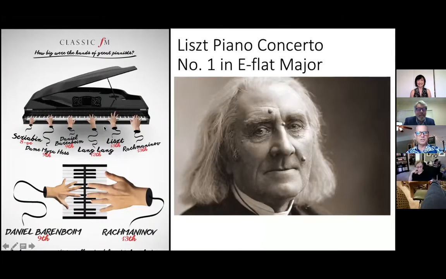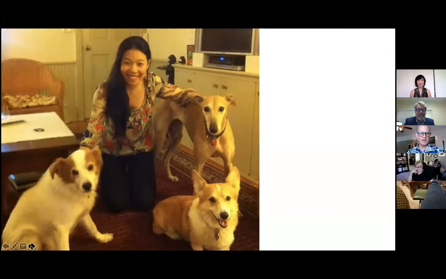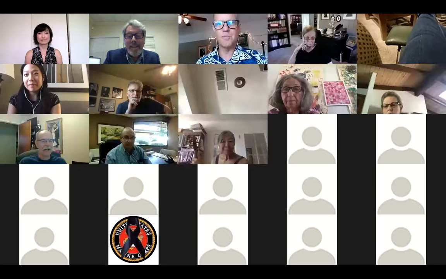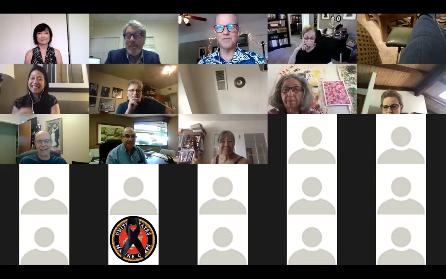Before we turn to Joyce, here's a little thing. Liszt is known for having really large hands, right? So musicians, his range was a 13th compared to Daniel Barenboim, whose is a 9th. And you see that Scriabin only had about an octave. Rachmaninoff also had a 13th. So hand size does make a difference. That's a joke, by the way, that hand size makes a difference.